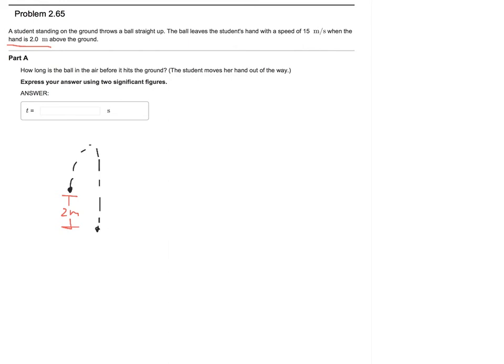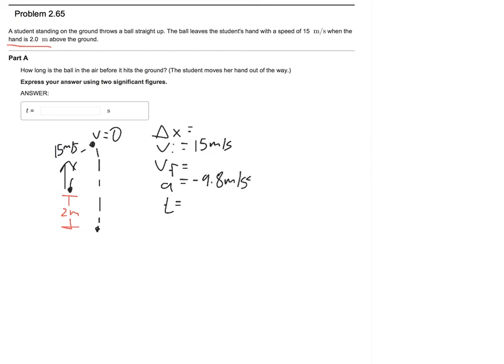Okay. We know that it's thrown with an initial velocity here of 15 meters per second. We know our velocity at the peak is 0, of course, and that's about all we know. We also do know our displacement at the bottom. So I'm going to start with that, and I'm going to set up our chart here. So the things I know: that initial velocity is 15 meters per second. My acceleration is negative 9.8 meters per second squared. And my displacement, going from the very beginning, right here, to the very end, is negative 2 meters, because I land 2 meters below where I started.